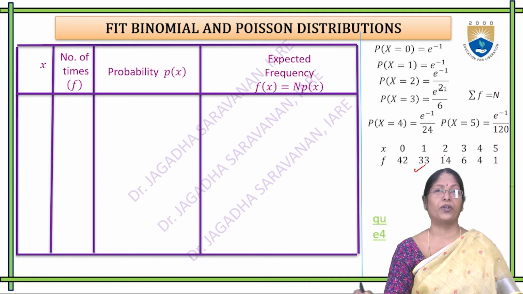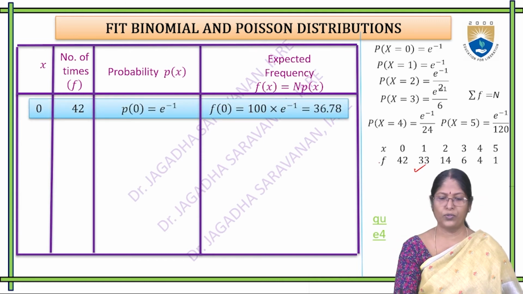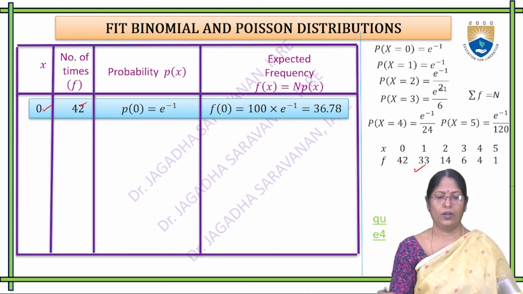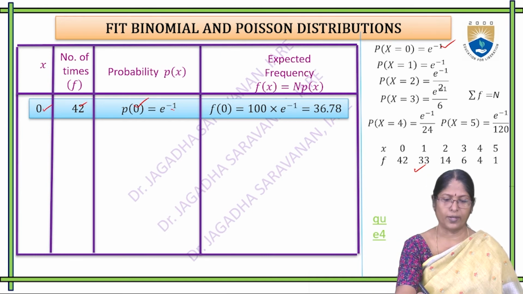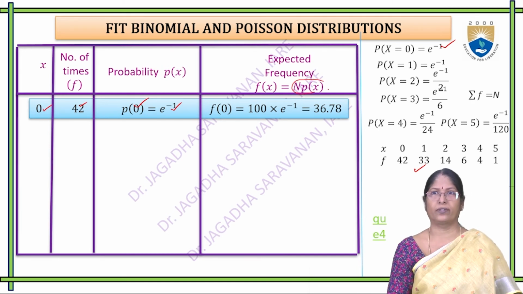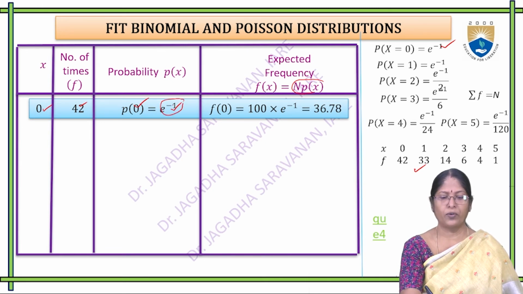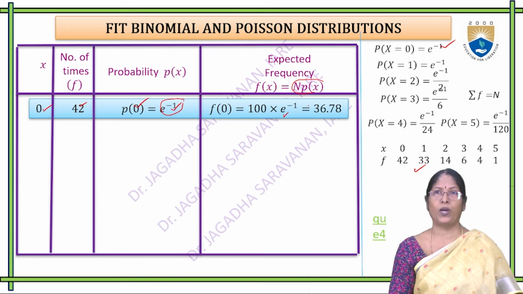So this is our question data. The first is 0 and 42. When x equals 0, the probability we obtained, which we kept in the rough, is e power minus 1. That is substituted. The fitted Poisson frequency is N into p of x, which is nothing but f of x. So 100 into e power minus 1, the probability when x equals 0. Using the calculator, we can obtain the value, and multiplied by 100, we obtain 36.76.